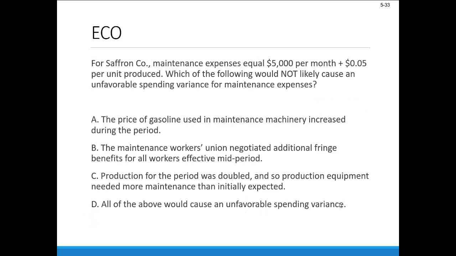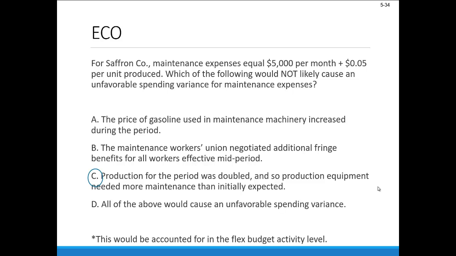Next up, suppose for Saffron Company, maintenance expenses equal $5,000 per month plus 5 cents per unit produced of whatever they make. Which of the following would not likely cause an unfavorable spending variance for maintenance expenses? Pause the video here, look over these potential answers, and then come back for the solution.